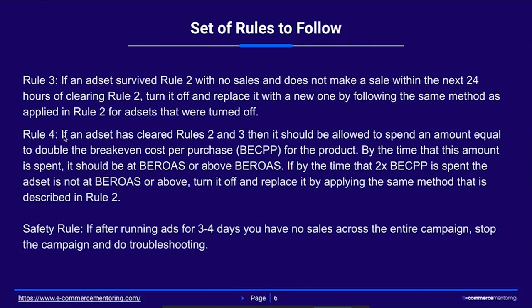Now, rule 4. If an ad set has cleared rule 2 and rule 3, then it should be allowed to spend an amount equal to double the break-even cost per purchase for the product. By the time this amount is spent, it should be at break-even ROAS or above break-even ROAS. If by the time of spending 2 times the break-even cost per purchase the ad set is not at break-even or above, turn it off and replace it by applying the same method that is described in rule 2.